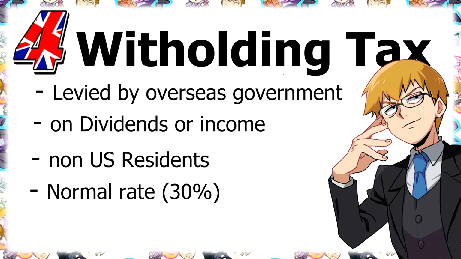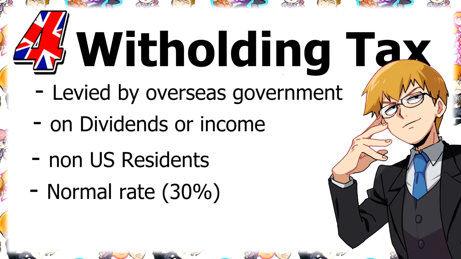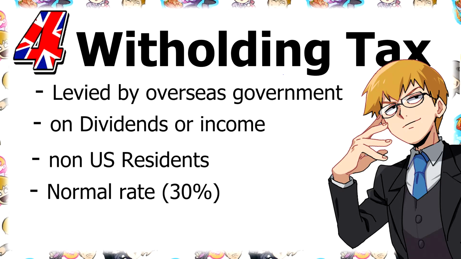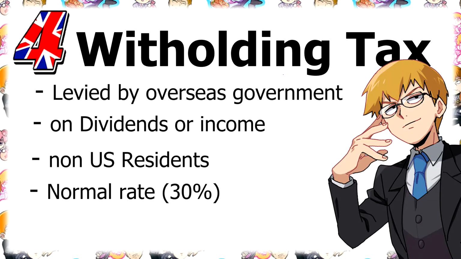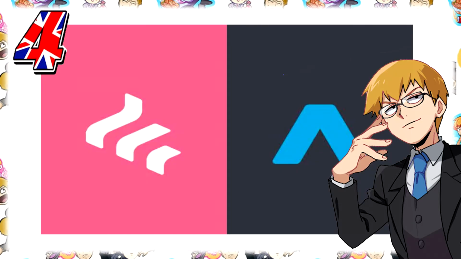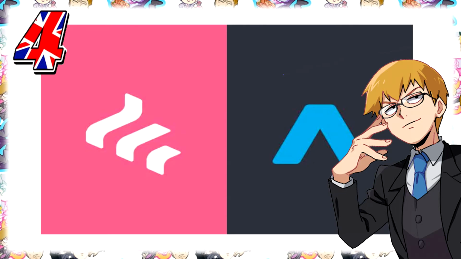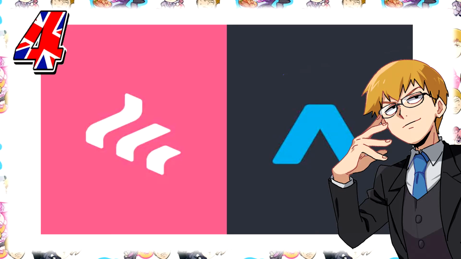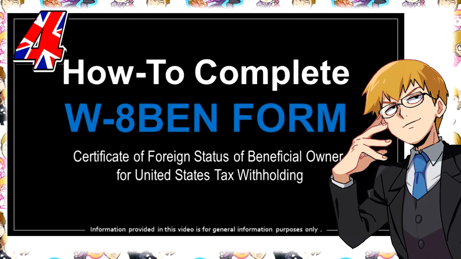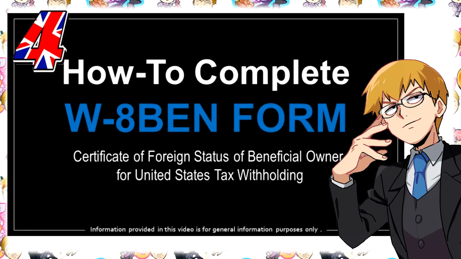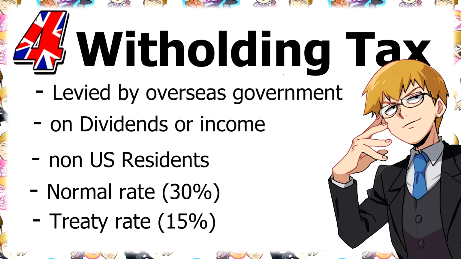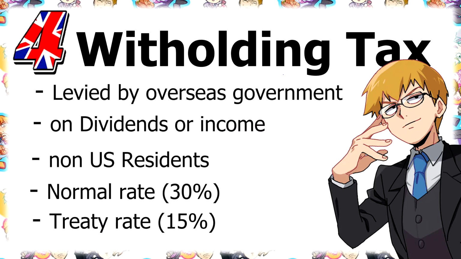So the UK government actually has a double taxation agreement, which is known as a DTA, in place with many of these countries to reduce the amount of tax paid by us UK residents. So for example, when you sign up to Freetrade or Trading 212, you normally have to fill in a W8-BEN form, and this is what allows you to pay your dividends at the treaty rate of 15% instead of the full 30%.